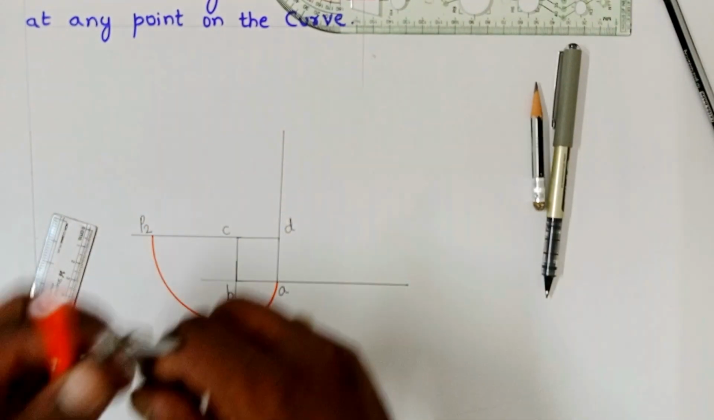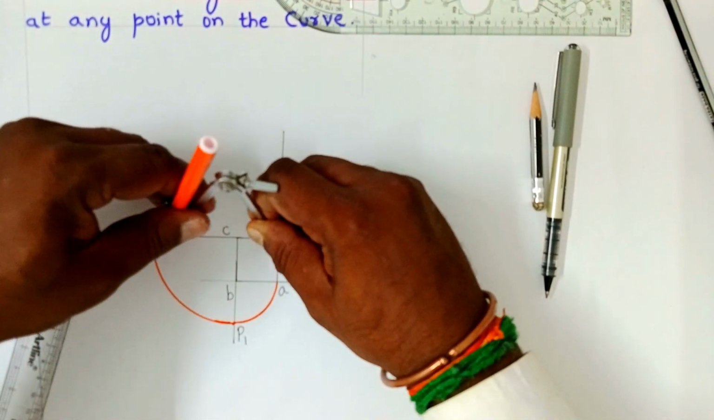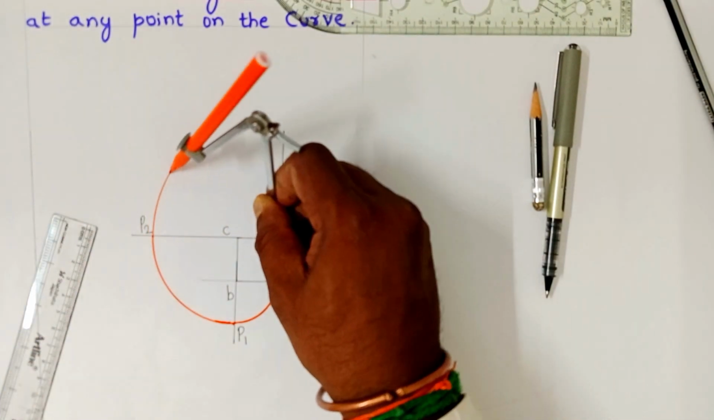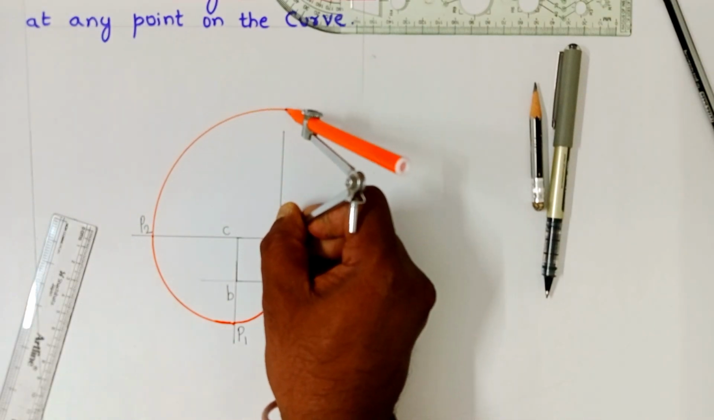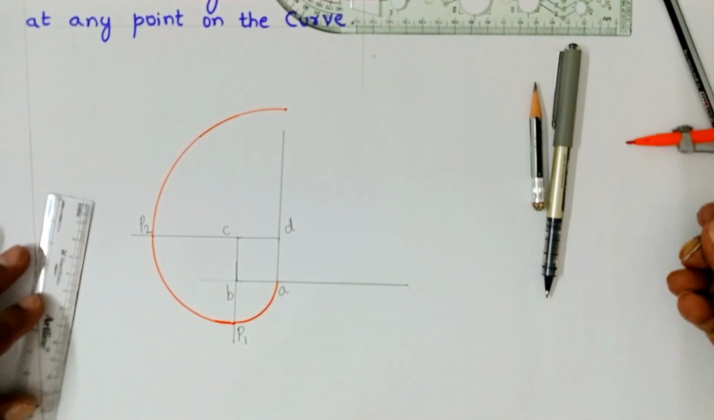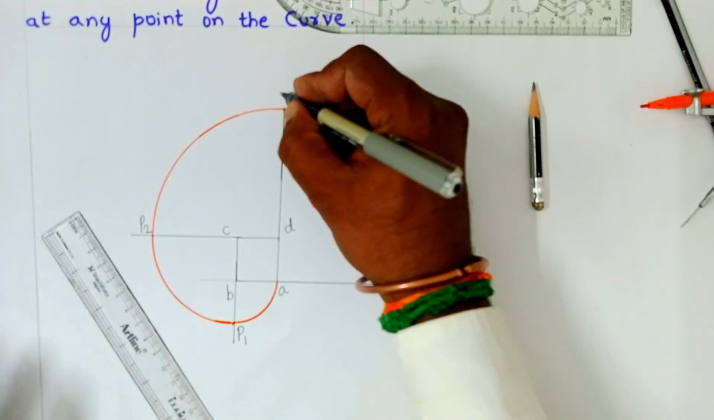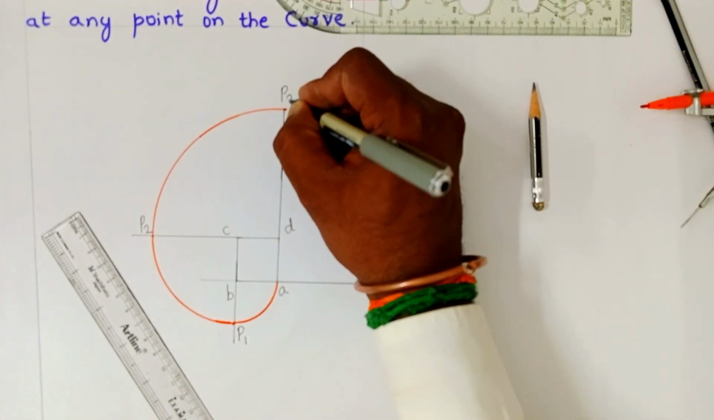Next to C is D. Take DP2 as radius in your compass, keeping D as center, draw an arc for 90 degrees upward like this. And extend this line also. It should intersect with the curve. This point shall be marked as P3.